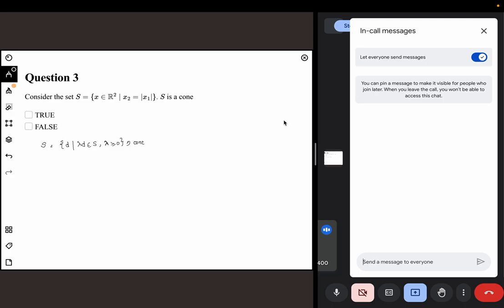Is this set a cone? So how do I do that? So this is in R2. So I have to first construct a vector d. So the vector d will be some (x, y). So this is my vector. So just putting transpose here, or let's just use a column notation, column vector.